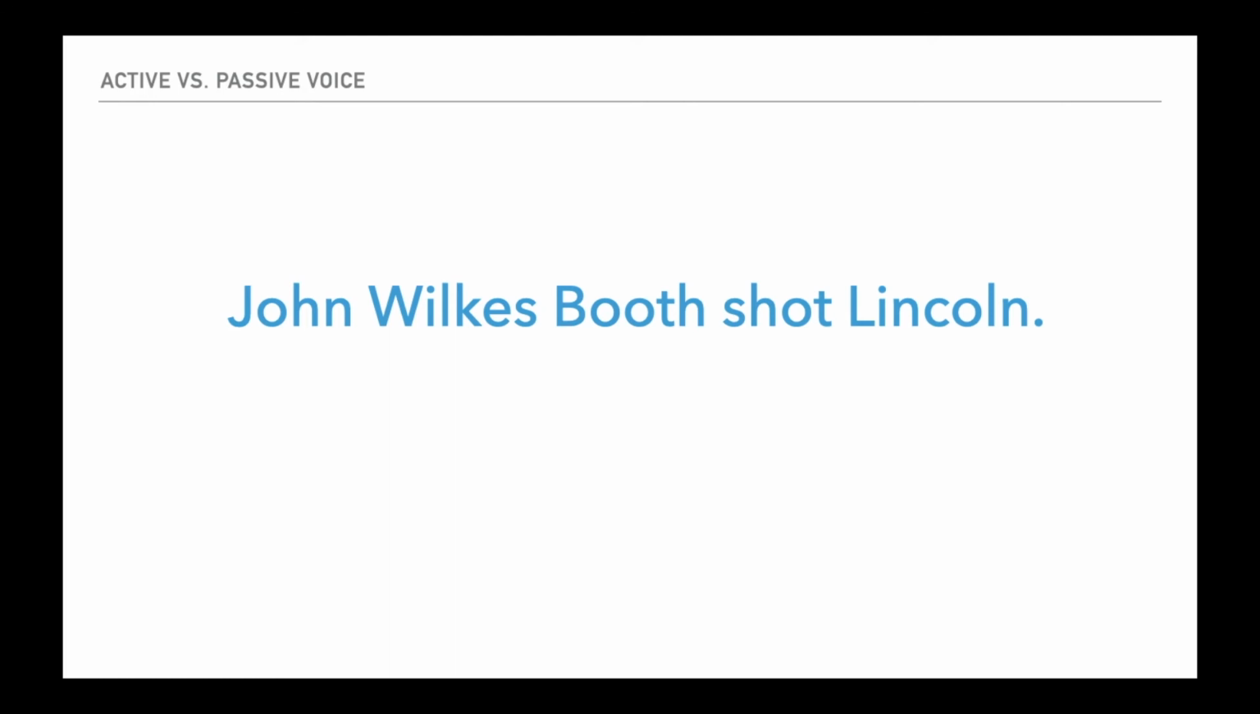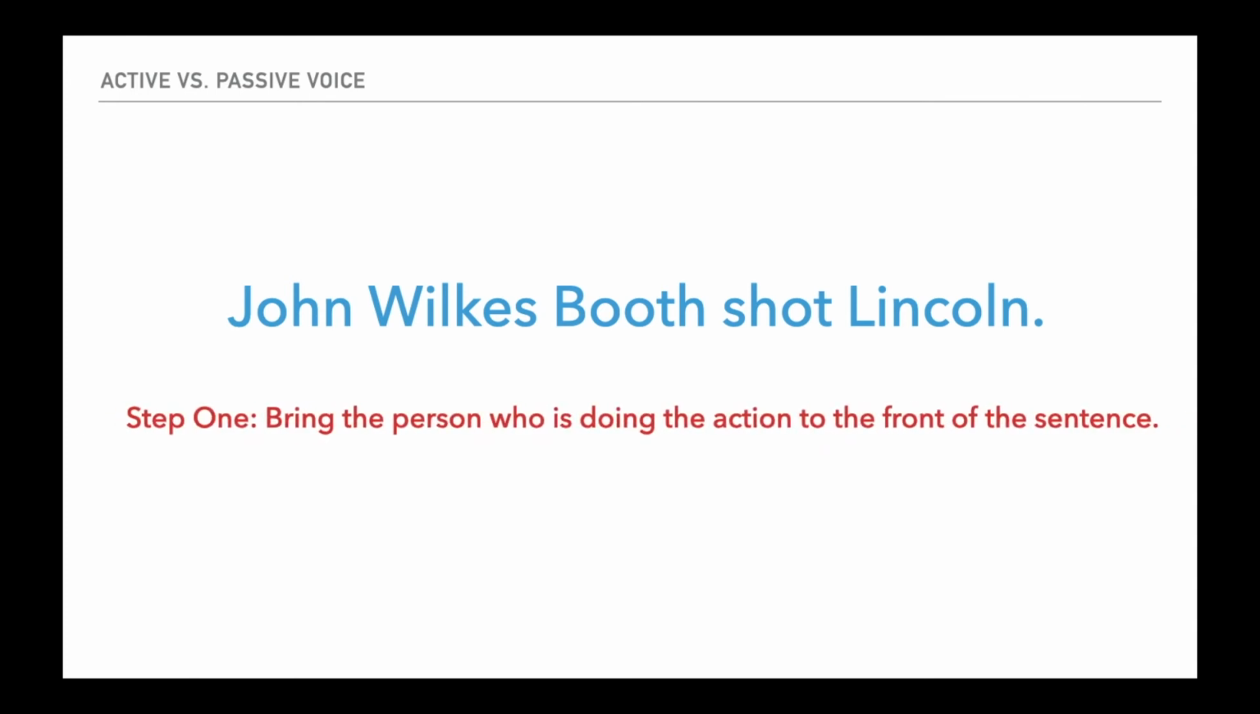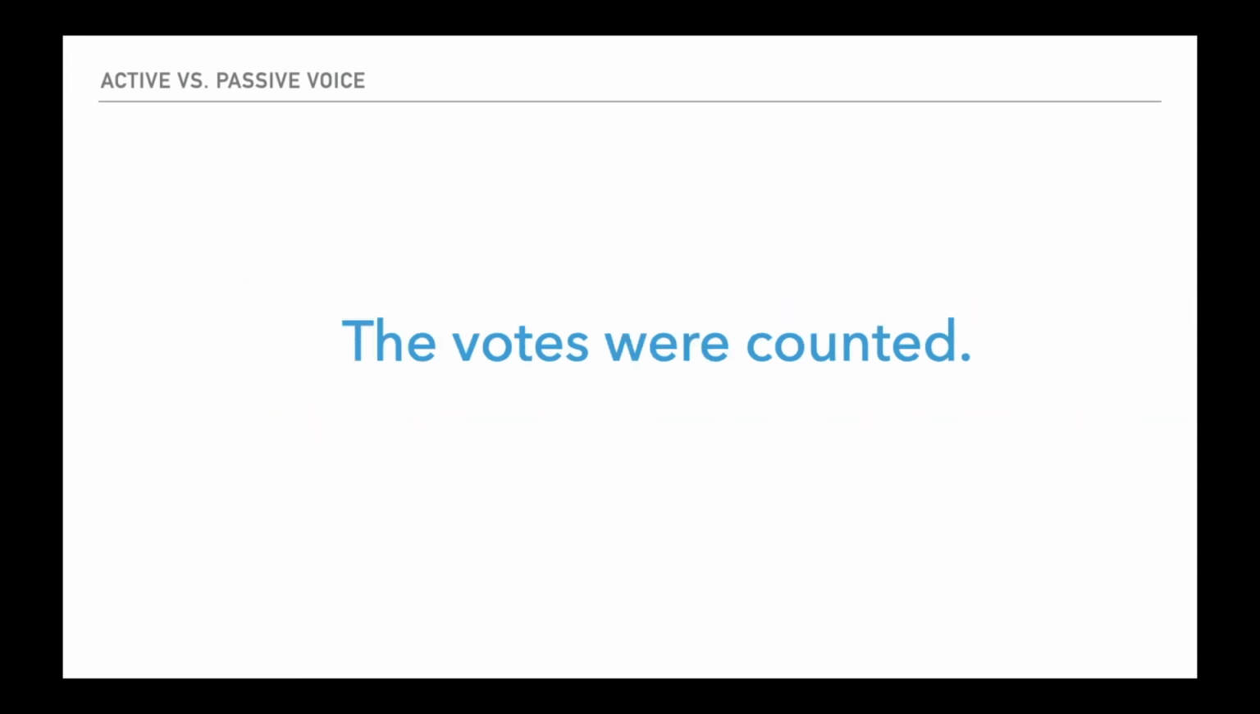It's very direct. It's very straightforward. Notice that we brought the person or thing who's doing the action to the front of the sentence, in front of the predicate. We also eliminated that helping verb was because we don't need it. Also, we didn't need the prepositional phrase at the end. We've made things more direct and we've eliminated wordiness in our sentence.